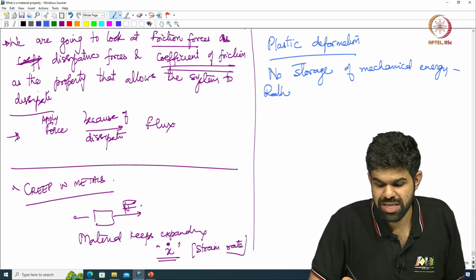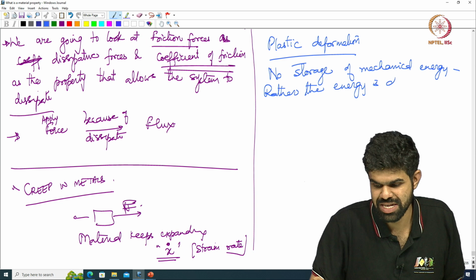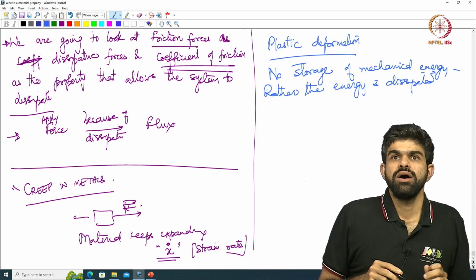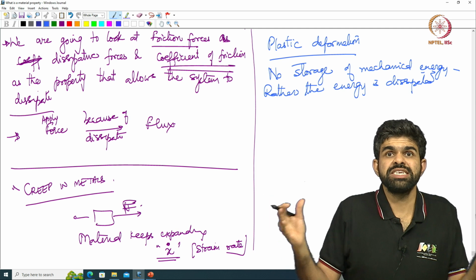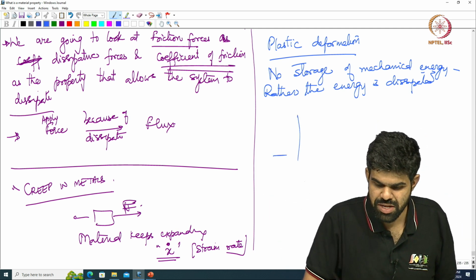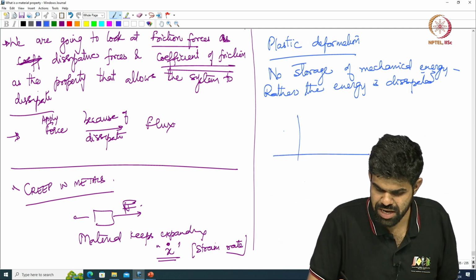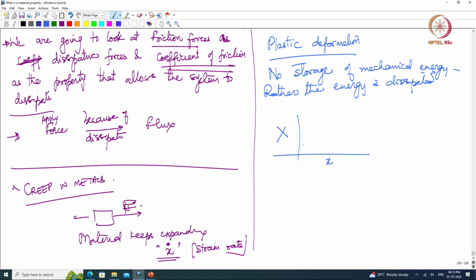Rather, the energy is dissipated, because you cannot really retrieve it back. If I have a stress-strain diagram, here is capital X, here is small x. Initially, if I am doing a tensile testing experiment and I apply constant stress, this is what is called a tensile testing experiment.